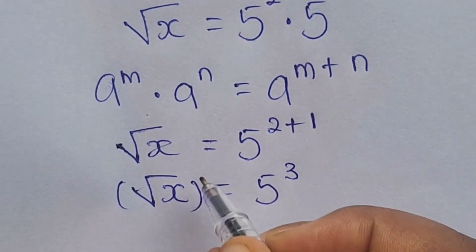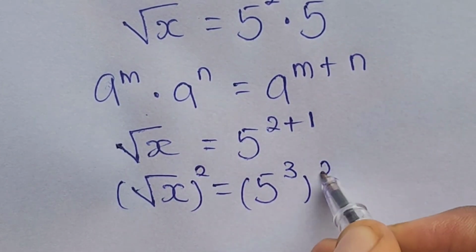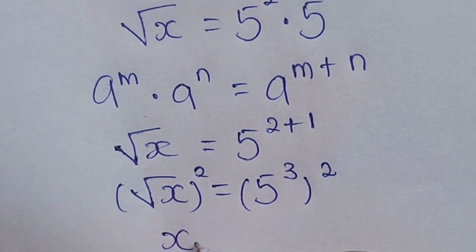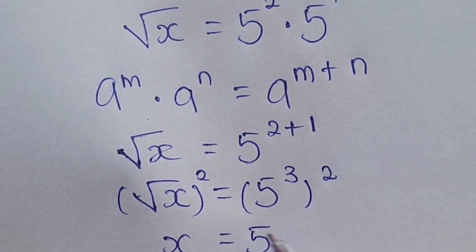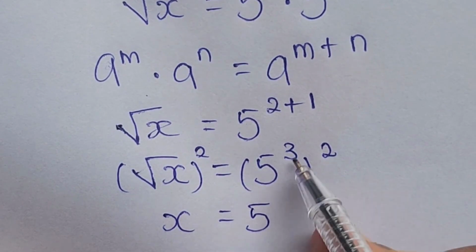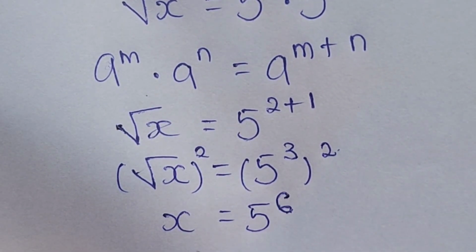So when we square both sides, we have that x is equal to 5 to the power of, we have 3 times 2, which is 6.